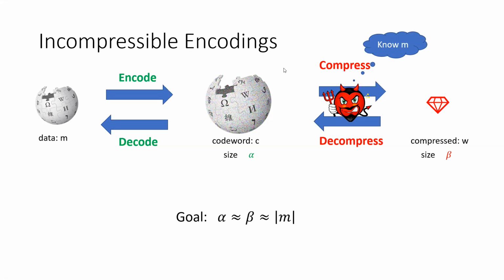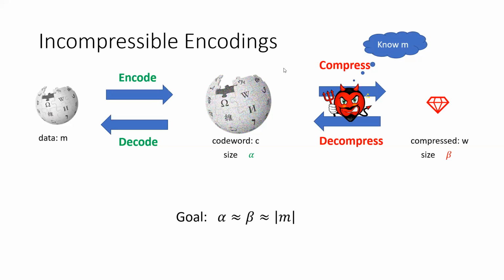Looking forward, for example, one application will be that I'll want to use some encoding of some public data, let's say Wikipedia, as a secret key for a crypto system, and I'll want it to be incompressible to make sure that it's hard for an adversary to steal this secret key off my computer. But we'll get to it when the time comes.